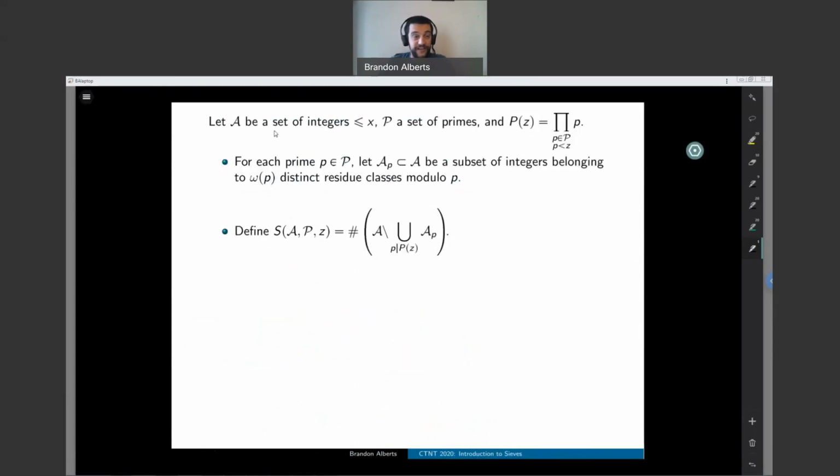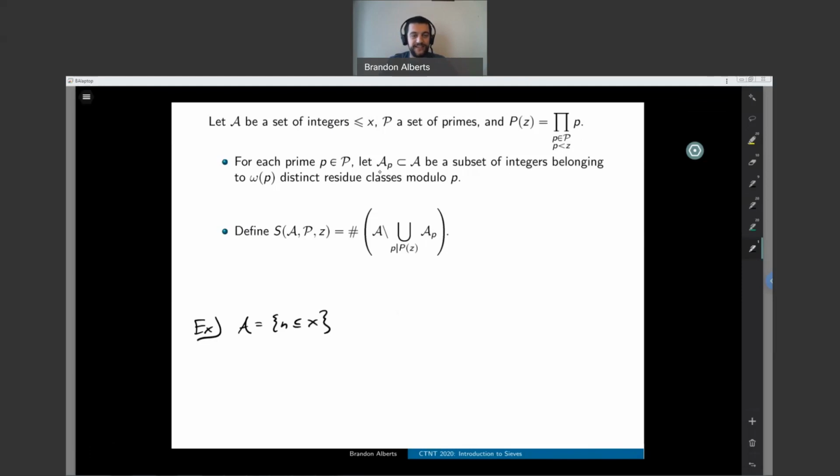We'll start with a set of integers, A. These are going to be just some big set of integers we start with that's presumably easy for us to count. The example you should think of in your mind is that we start with the set of all integers less than or equal to x, just like we're doing in the sieve of Eratosthenes originally. We take our small primes p less than z, we multiply them all together. So this is a product of all of our small primes.